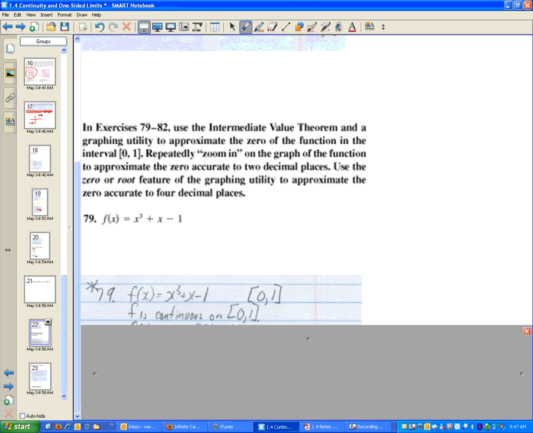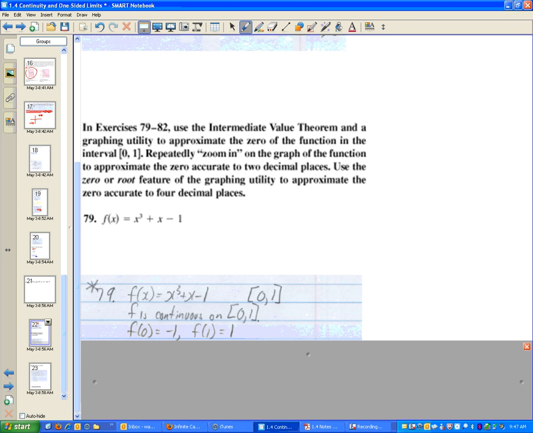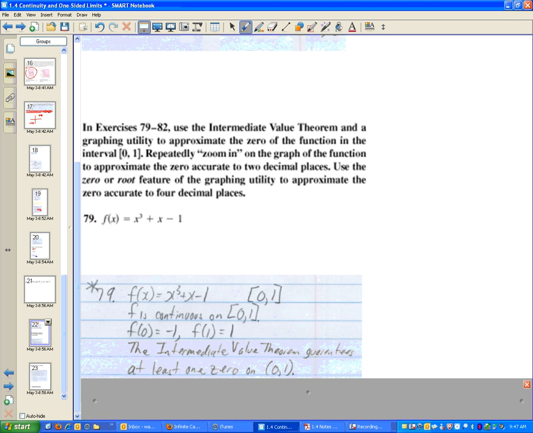So let's see if they are. Figure out what f of 0 equals. What's f of 1 equal? So f of 0 equals -1, and f of 1 equals 1. Does this prove that there's got to be at least one 0 of this function on that interval? It does. So we say so. The intermediate value theorem guarantees at least one 0 on the interval.